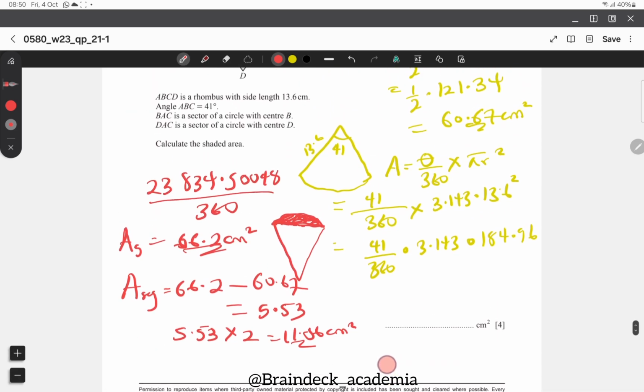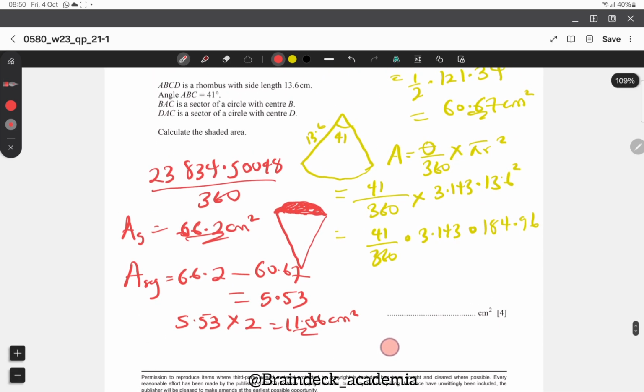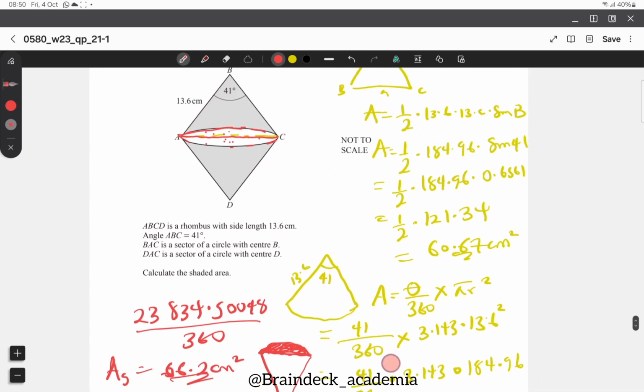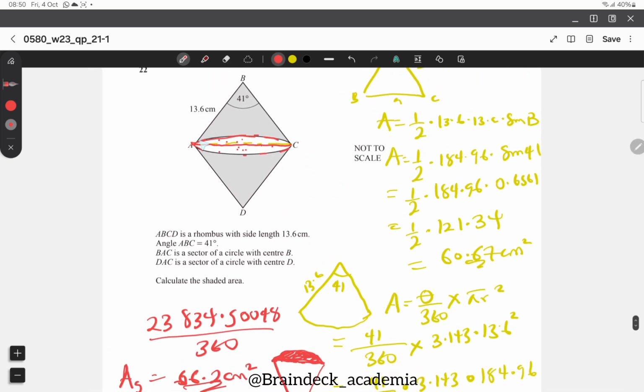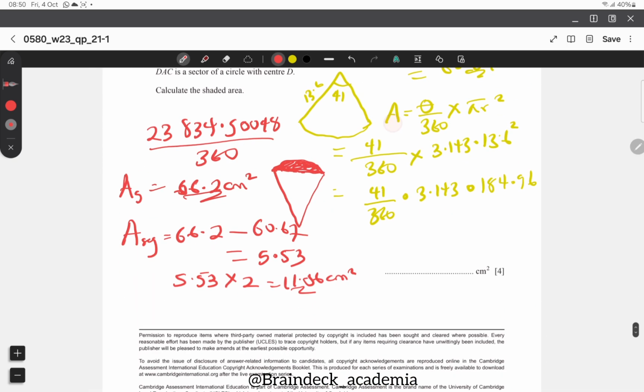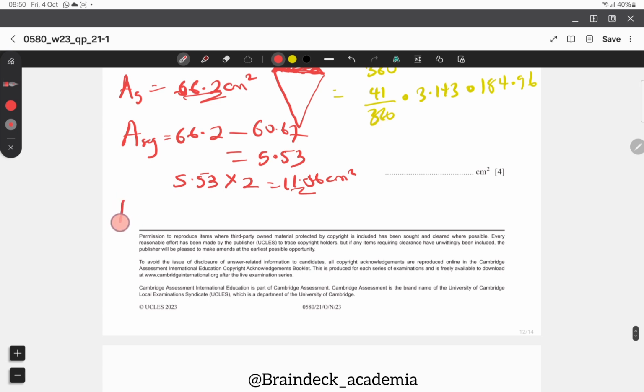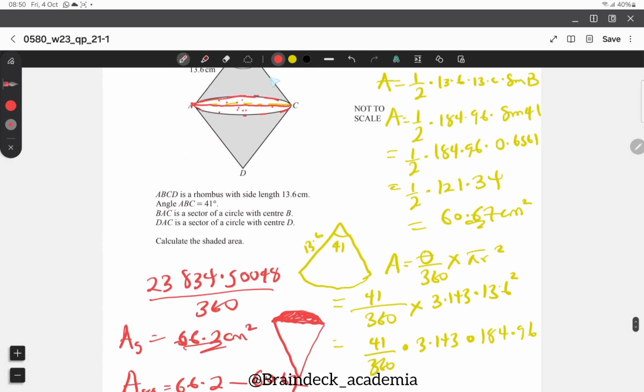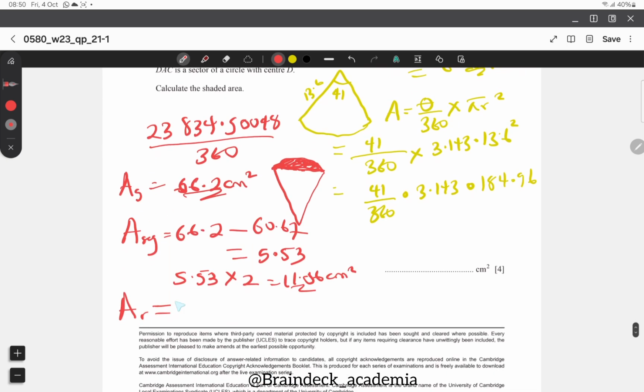So the question is for us to calculate the shaded area. The total shape is a rhombus, right? So to calculate the area of the rhombus, since if we divide it, it is like two triangles, it will just be the area of the triangle 60.67 multiplied by 2. So that'll give me what? 60.67 times 2. That'll give me 121.34 centimeter square.